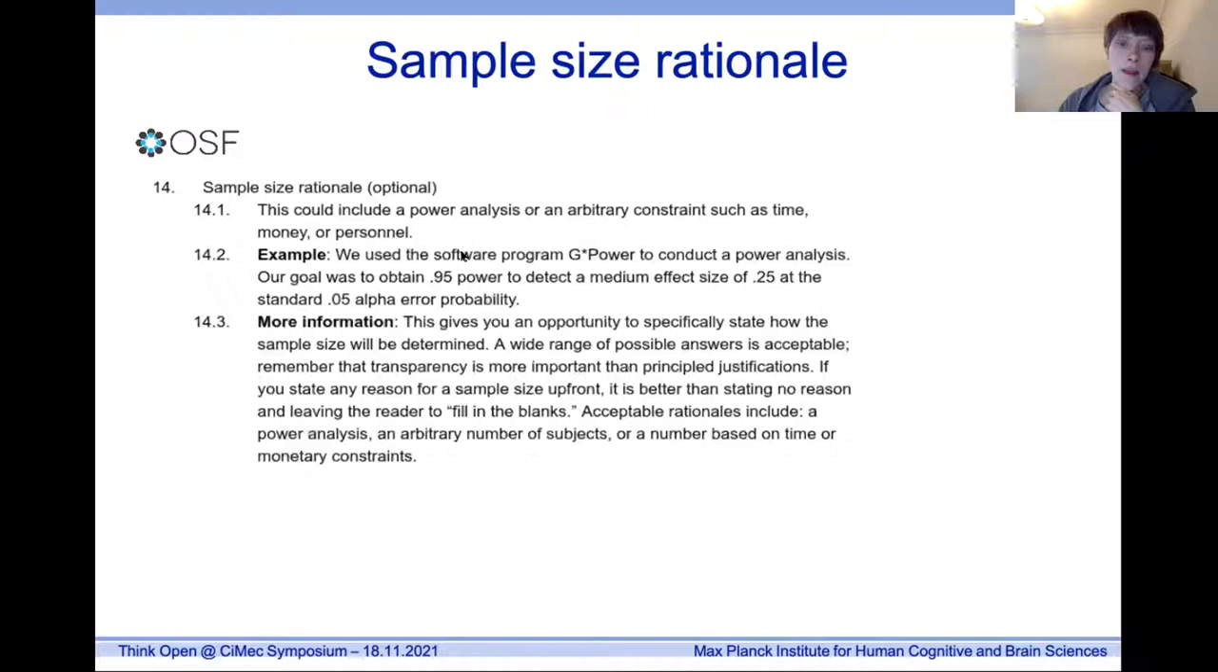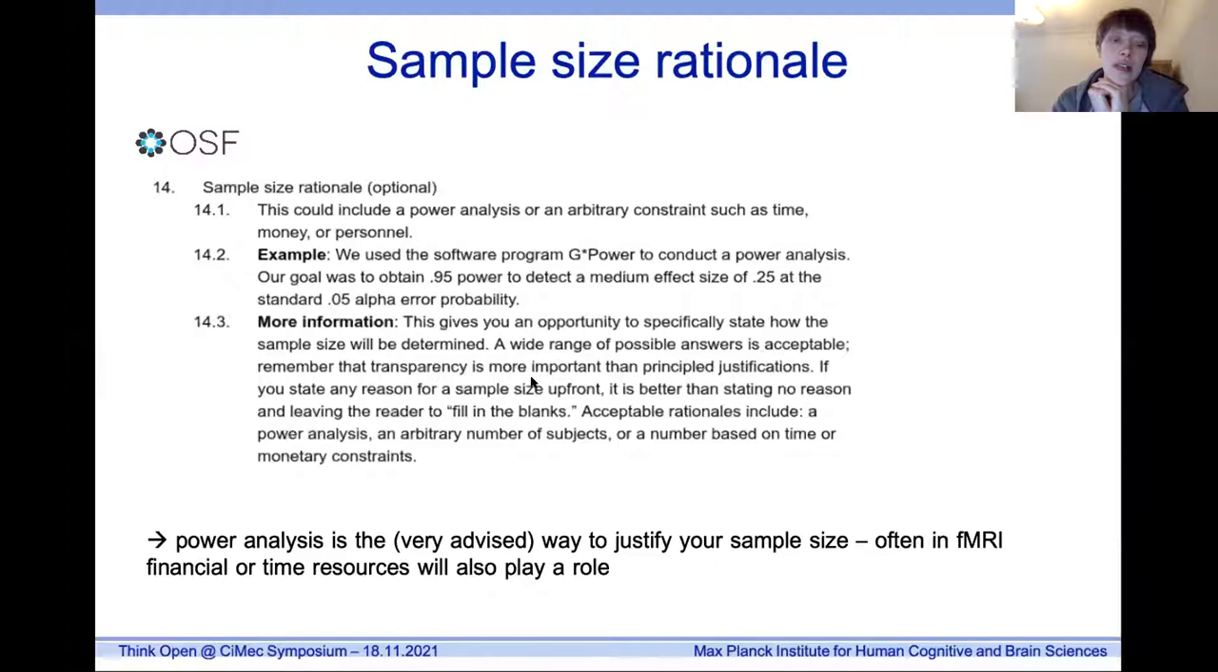And here for fMRI studies, I would say that, yeah, of course, power analysis is the really advised way to justify your sample size. But often, as I experience it, it's also the case that financial and time resources also play a role, that simply you don't have enough scan time, for example, to scan more subjects. Still, I think power analysis is useful.